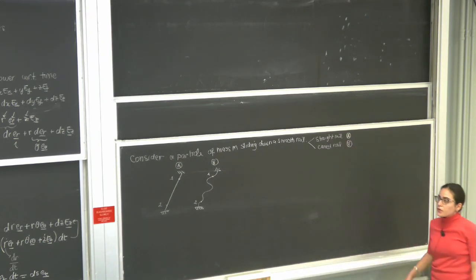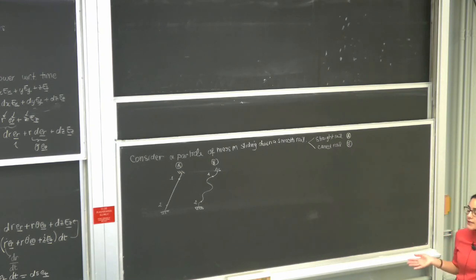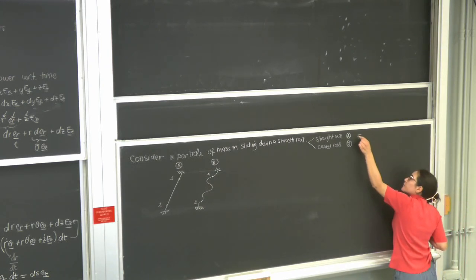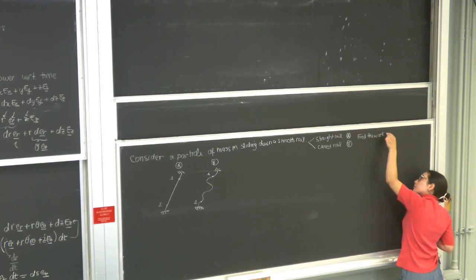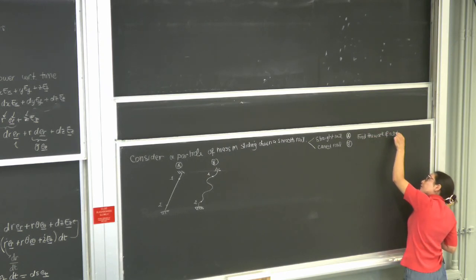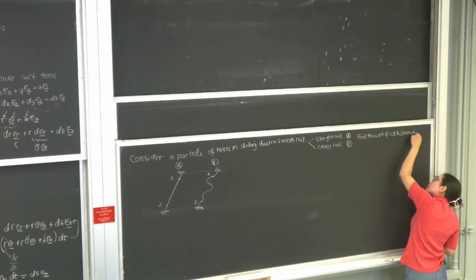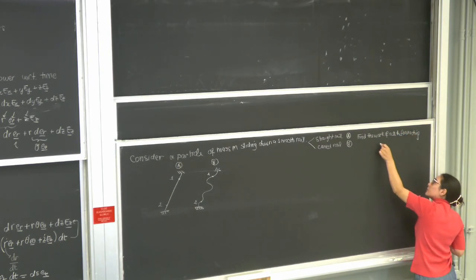Okay, so let's consider a particle that's sliding down a smooth rail. We're going to consider two rails. A is vertical or straight, and B is curved. We want to find the work of all the forces acting on the particle.